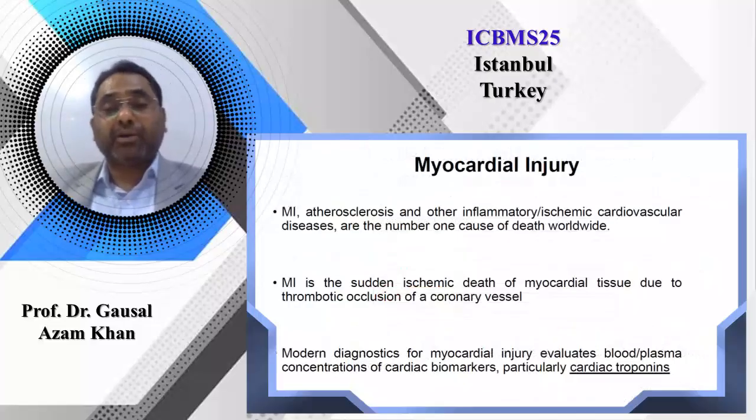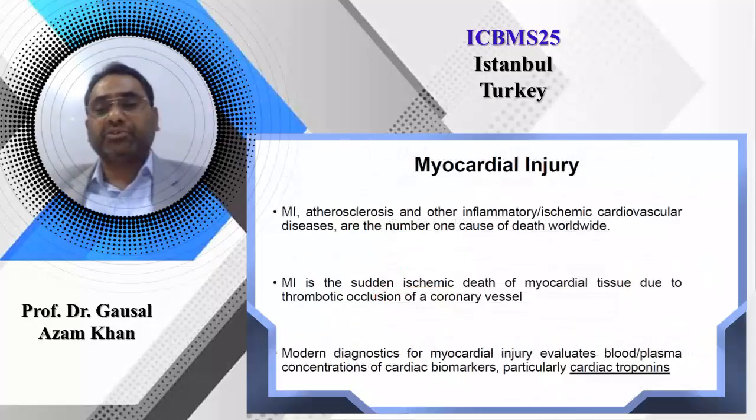But here we are going to talk about myocardial injury and also MI. We know that MI, myocardial injury or infarction, atherosclerosis and other inflammatory ischemia lead to several cardiovascular diseases. It is called the heart attack, and it is the number one cause of death worldwide. This sudden death is due to myocardial tissue damage or myocardial ischemia, mainly from thrombotic occlusion in the coronary vessels. The diagnostic markers for this are troponin T as well as myoglobin. So we took this opportunity to investigate hypoxia-induced myocardial injury as well as MI.